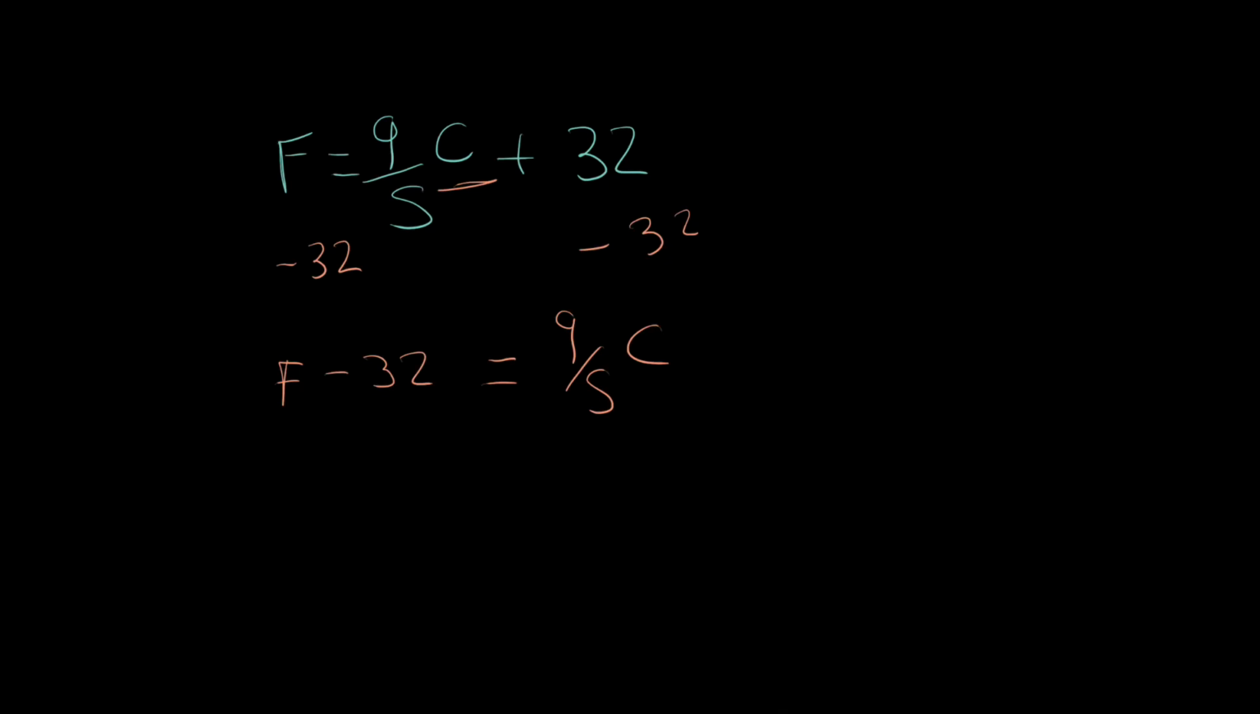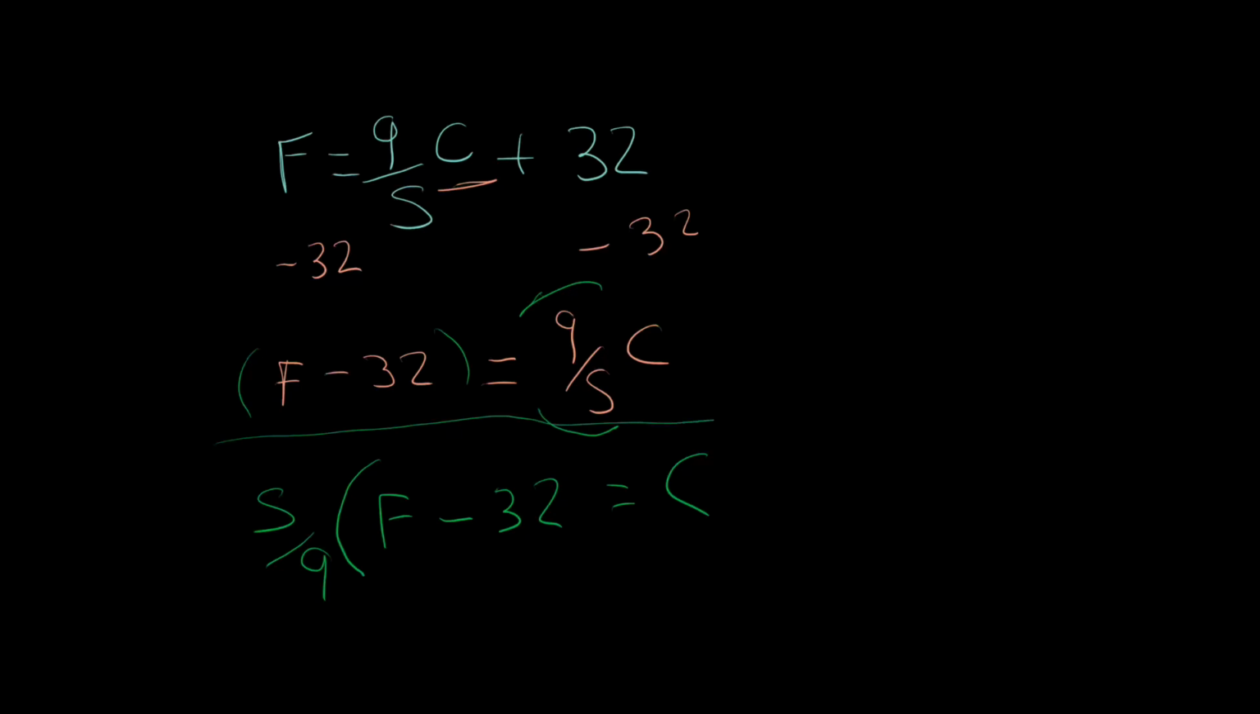Then put brackets. Now if we take the reciprocal of this to the other side, the reciprocal would be 5/9 times (F minus 32) equals C. So here you have your second equation, how to find Celsius degrees when you're given a temperature in Fahrenheit. Let me just recap quickly.